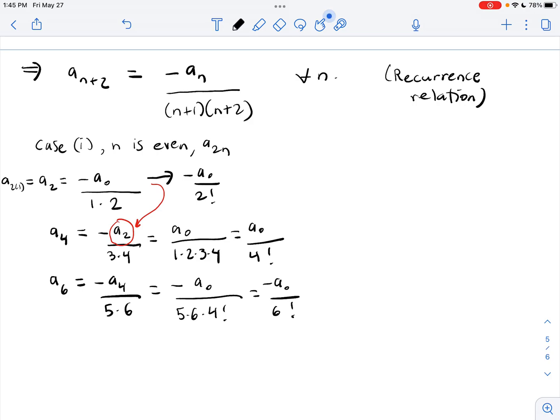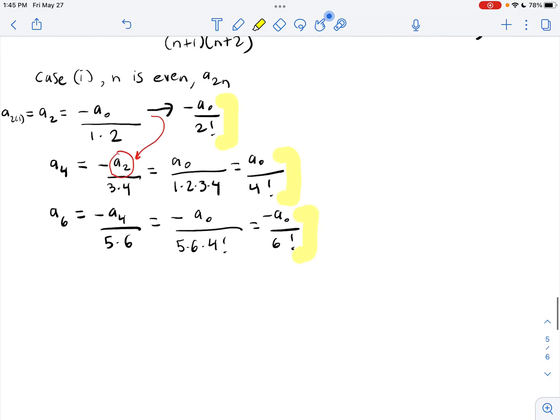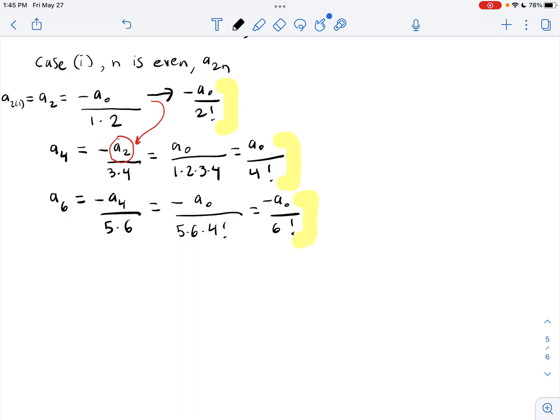So do you guys see the pattern here? Let's highlight this. If you look at this, this, and this, I'm hoping that we see the pattern. And remember, this is really a sub 2 times 2. This is really a sub 2 times 3. It's important because we're going to need that for our pattern here, right? So what would a sub 2n be? Now we have to write down our general formula for this.